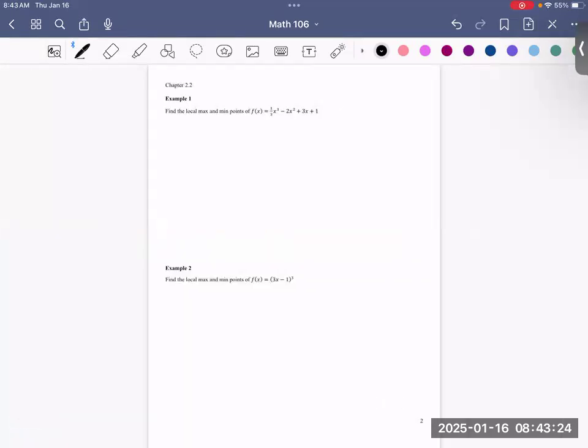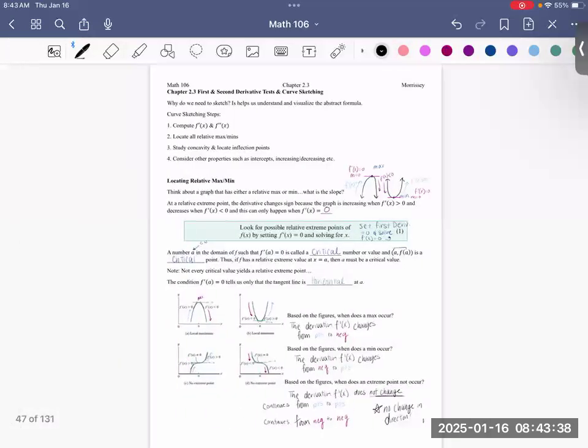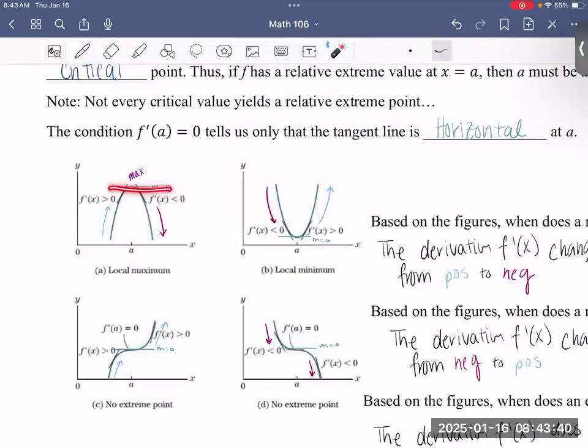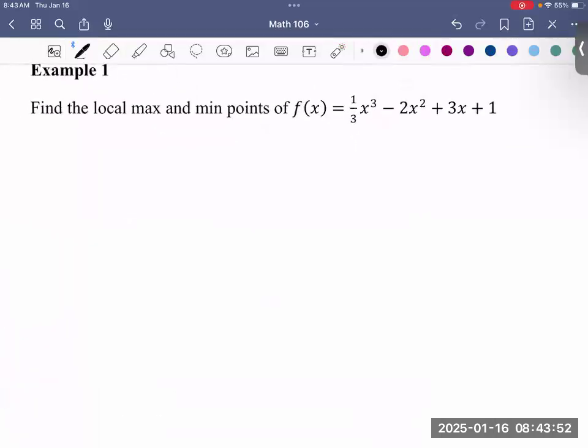So let's take a look at example 1. It says find the local max and min points of this particular function. So when we approach these, the first thing we said we want to do is find these critical values, right? We want to determine these critical values where the tangent line is horizontal. Well, your tangent line is all associated with your first derivative. So your first step is to take your first derivative. So step 1, take first derivative.